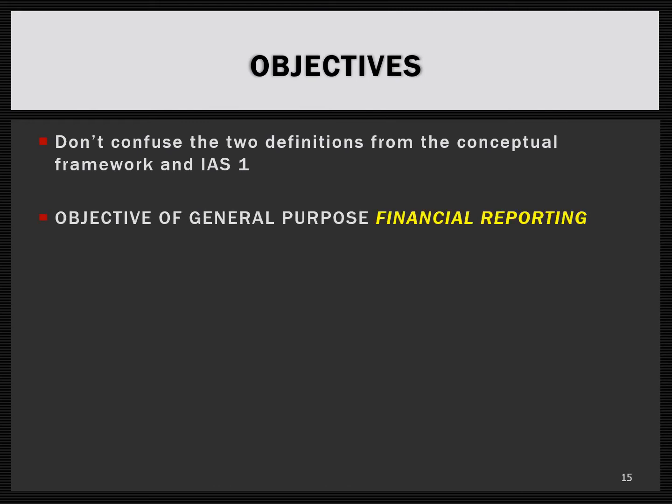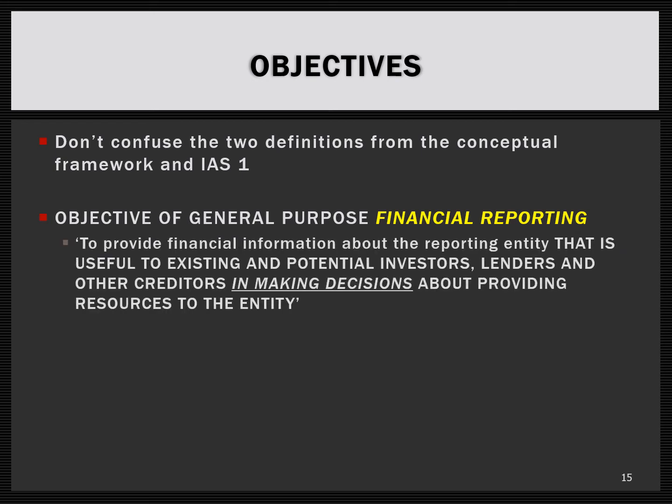If the question asks you for the objective of general purpose financial reporting, that's the definition that comes from the conceptual framework, and it's this one: to provide financial information about the reporting entity that's useful to existing and potential investors, lenders and other creditors in making decisions about providing resources to the entity. That's the conceptual framework objective of financial reporting.